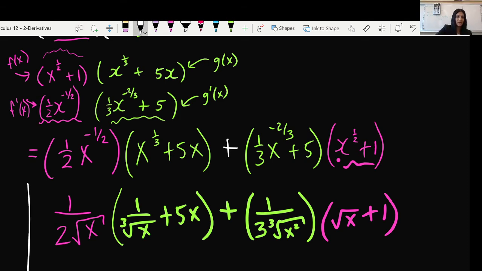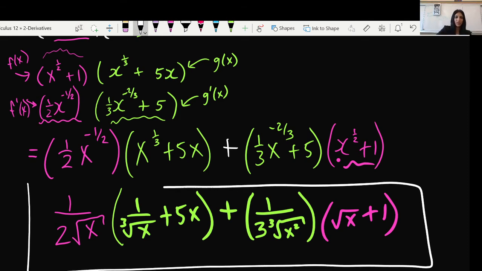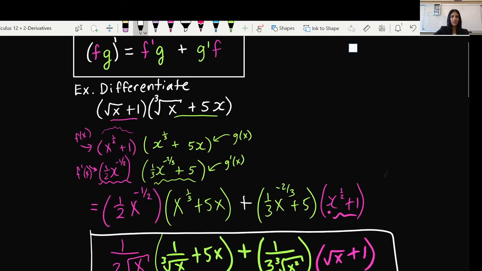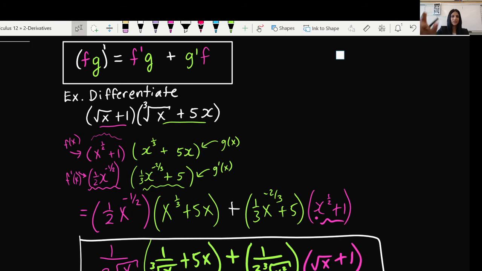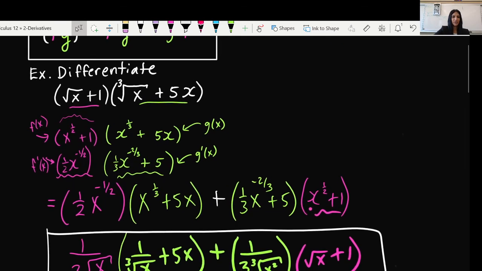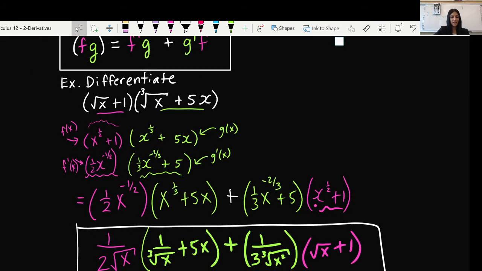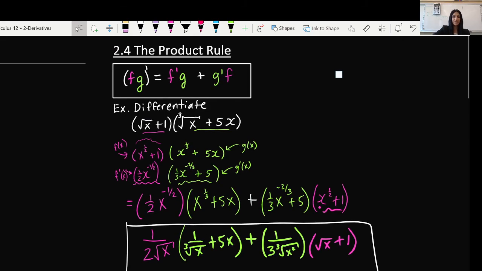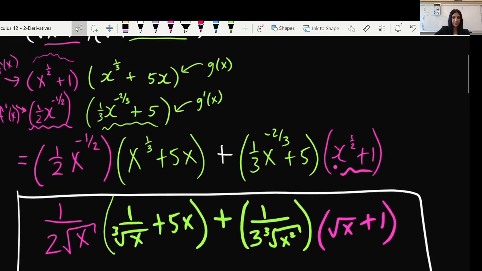So this is how I would give the overall answer. I'm just interested in you being able to figure out the different parts, the original functions f of x and g of x, and then f prime of x and g prime of x, and applying it to this formula that we have here.